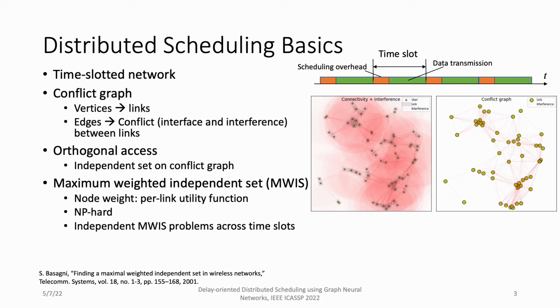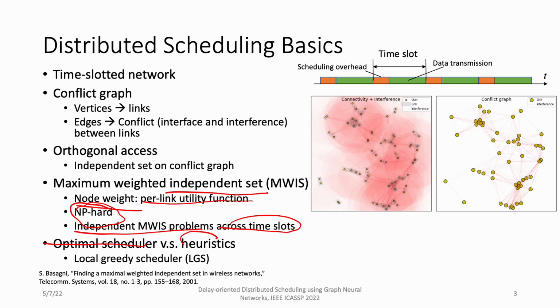So in this way, we can formulate an optimal scheduling as a maximum weighted independent set problem. Basically, we want to find an independent set that has the maximum total weights. So the node weights is the per link utility function. And usually, we need to solve the independent set problem across different time slots. And notice that this problem is NP hard, so instead of using optimal scheduler, we usually choose heuristic scheduler to find approximate solutions in practice. And notice that this independent set problem across time slots is usually formulated for throughput maximization.